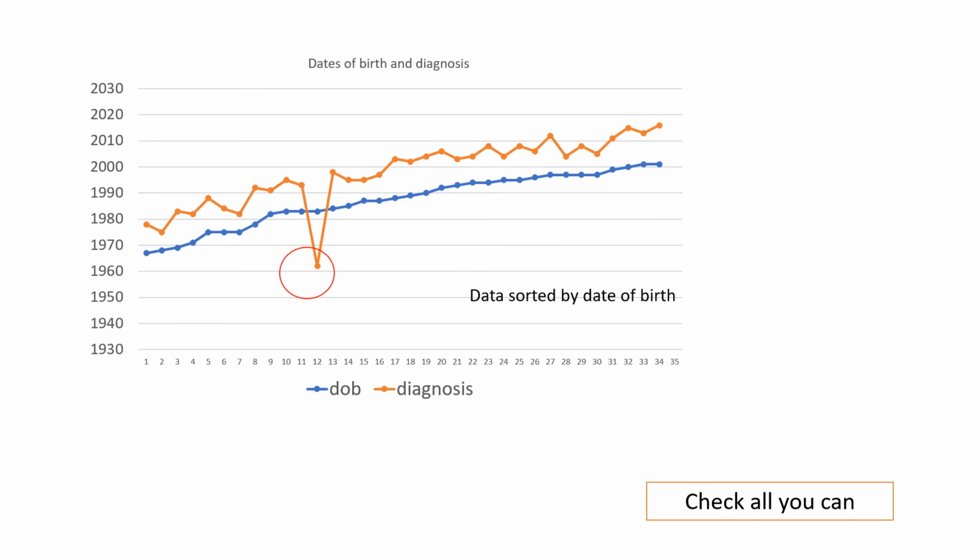If you know of patterns that have to be in your data, check them. Grown-ups are taller on average than children. In patients, date of diagnosis should be later than date of birth. Check it all.